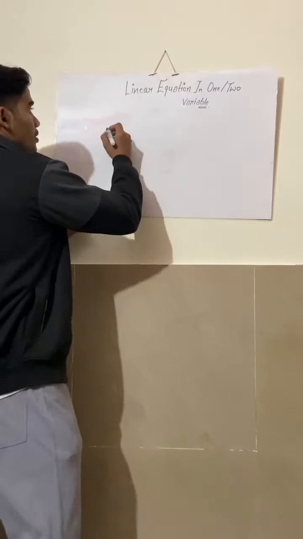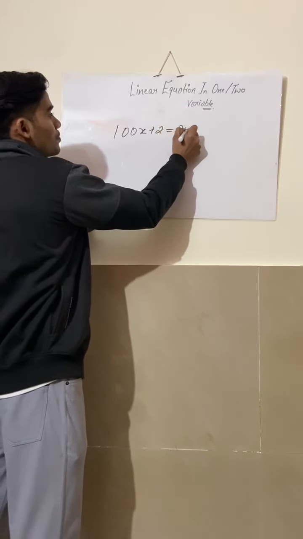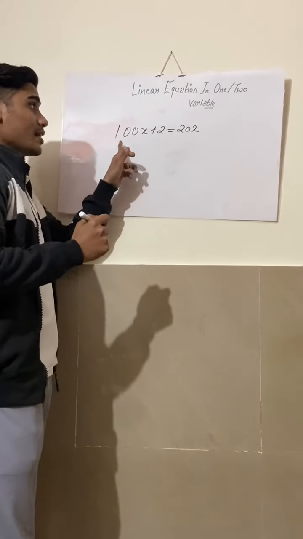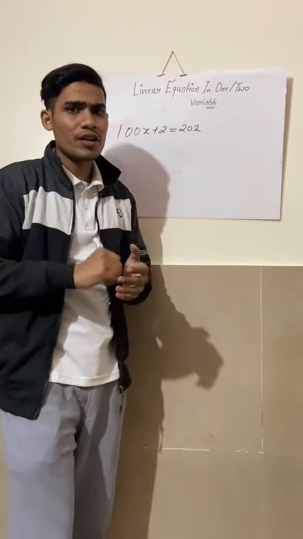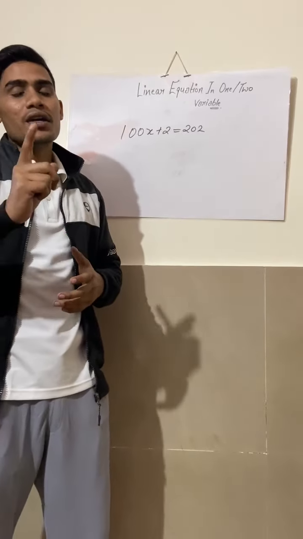So what is the linear equation? Basically it is an equation that represents a line. Then what is a variable? Variable is an alphabet in an equation whose value is not known to us. For say, if I write this equation this way, here 100, 2 and 202 are numerical values, but this x is an alphabet whose value is not known to us. That is why it is a variable in the equation.